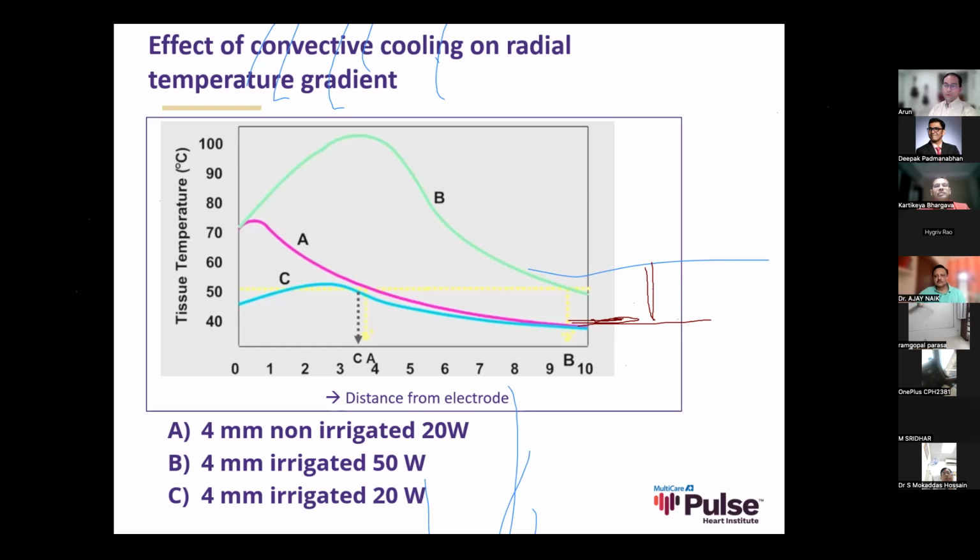So the higher the flow, the higher the irrigation, the lower the interface temperature. And Dr. Arun, are you going to talk about saline and half normal saline? Yeah, I think I have a slide later on.